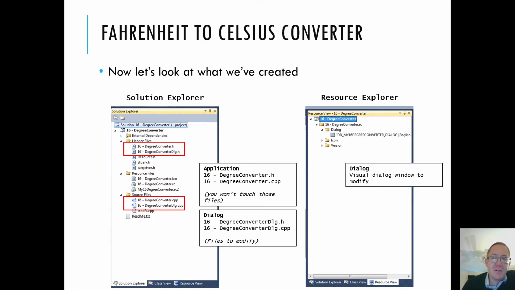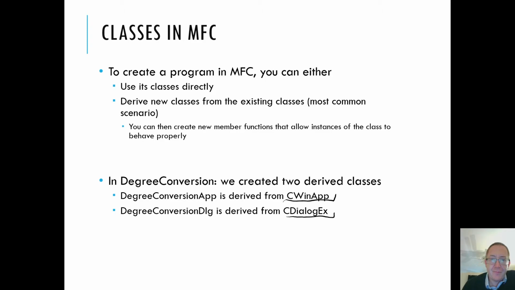And it allows us to visually modify things. By the way, in case you're wondering, the degree conversion app comes from CWinApp. It's a class, we're extending it. DegreeConverterDialog derives from CDialogEx, which is extensible or executable. Anyways, it's the dialog. Doesn't matter, I'm extending this class. So these are two classes we're extending. And since we're deriving things, we get all the power from the parents, and we just need to add a little bit of code. That's why we looked at inheritance.